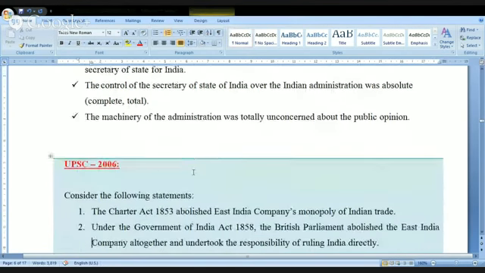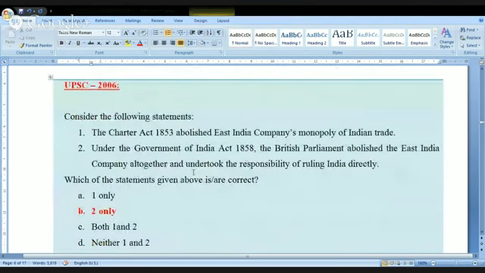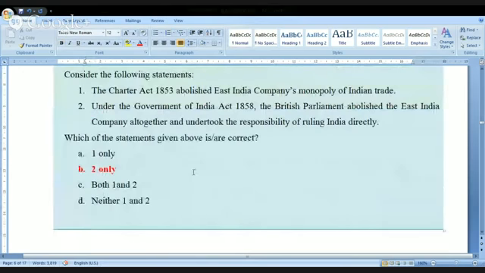Now I'll show you one question of the year 2006. You can understand this. Just read the statement. The question is which of the statements given above is or are correct. Kindly see here, two statements are given. Either both the statements must be correct, or at least one statement should be correct, or both may be wrong.